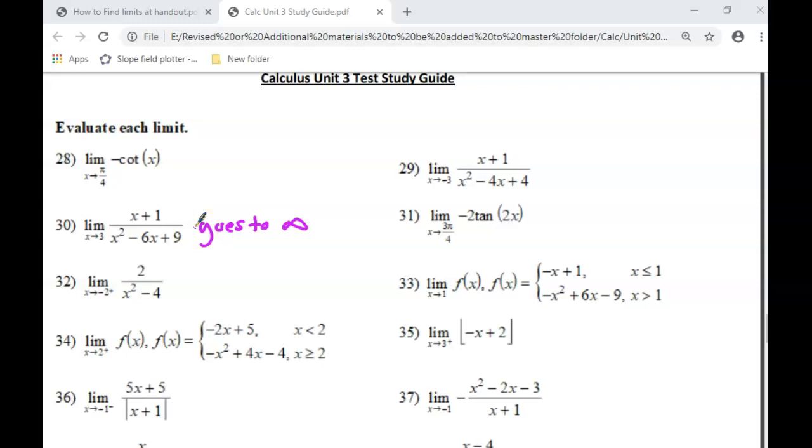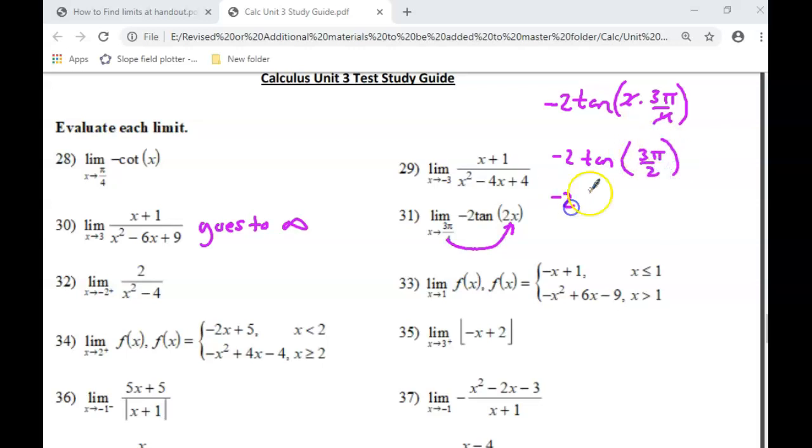Let's go ahead and take a look at number 31. Once again, we try our direct substitution first. So let's try that. -2 tangent of 2 times 3 pi over 4. The 2 can reduce with the 4 to make 2. And tangent is sine over cosine.